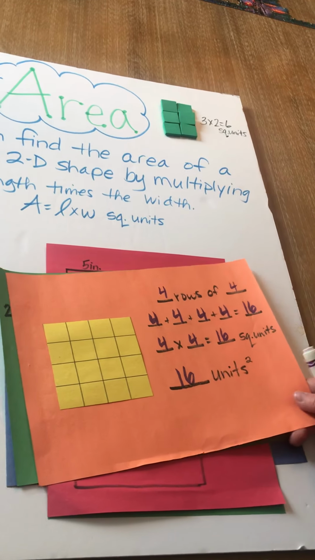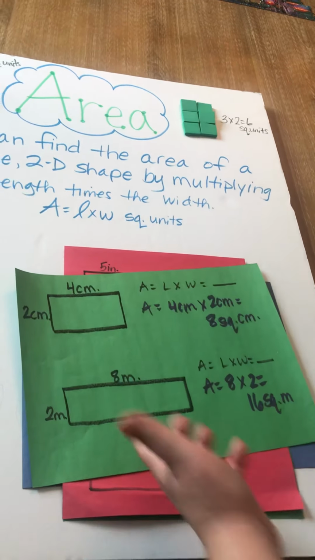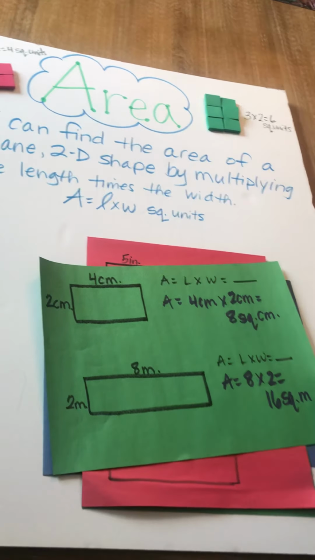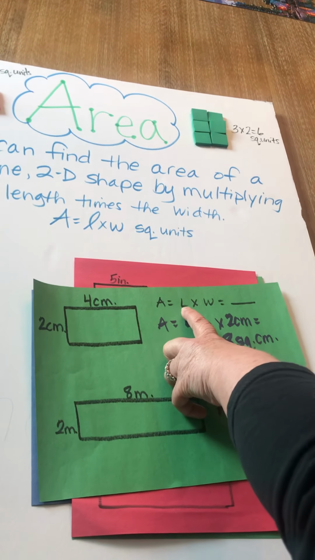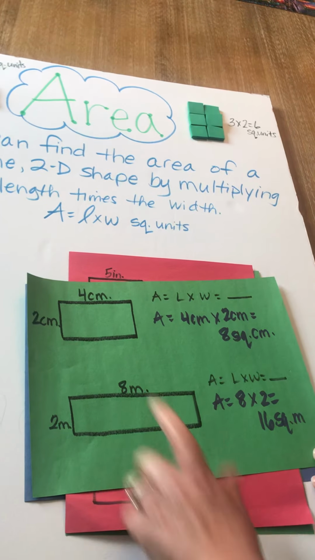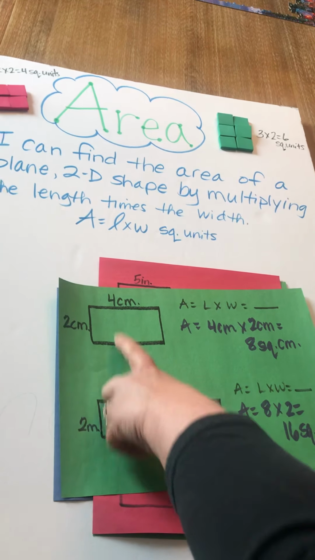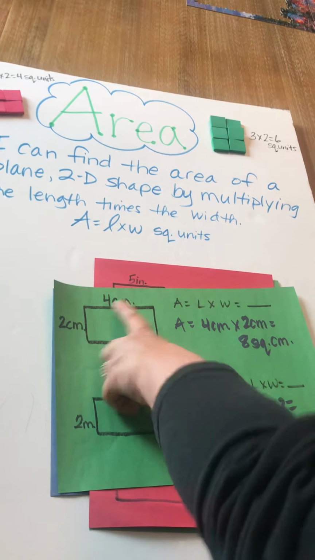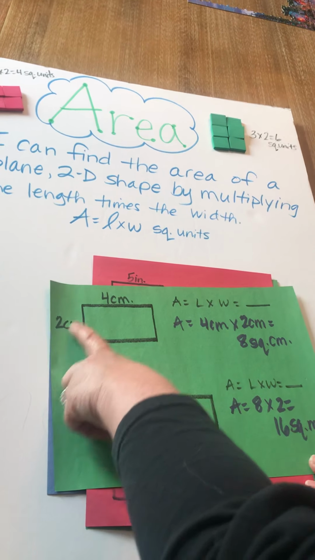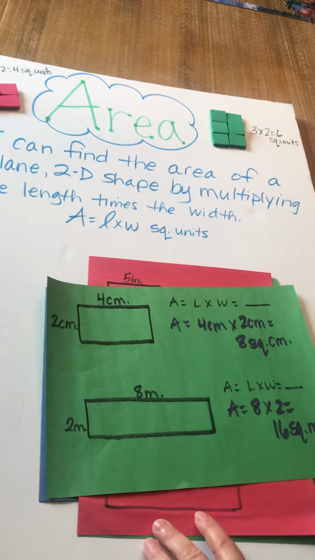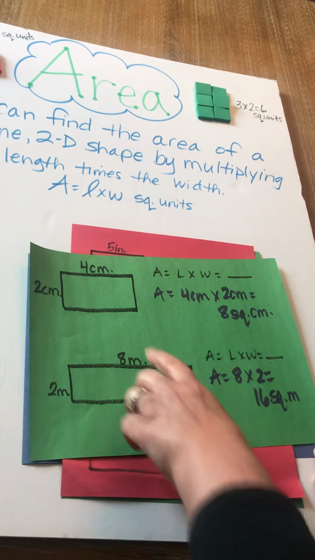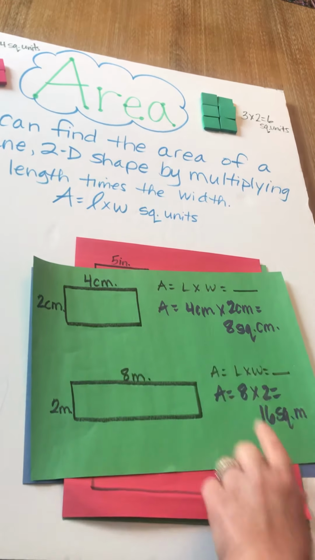What do we do if we don't have square units, like these? I can use a formula. The formula is area equals length times width. So for this rectangle, area equals 4 centimeters times 2 centimeters. 4 times 2 equals 8. 8 what? 8 square centimeters.